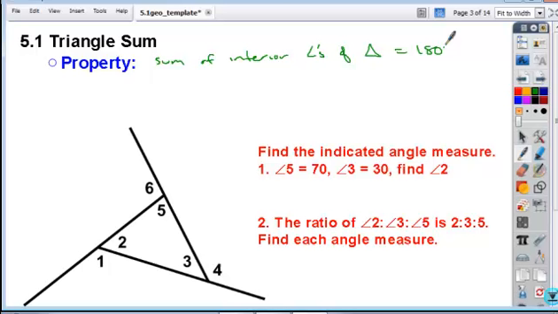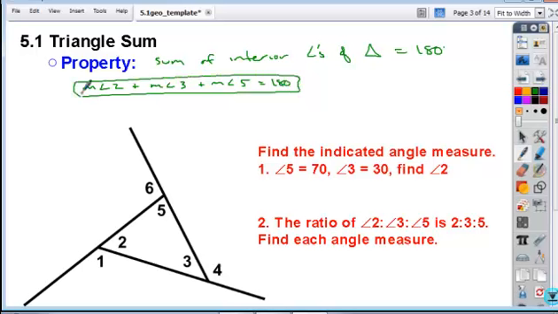If you looked at these angles down here, it's basically saying that angle 2 plus angle 3 plus angle 5 is equal to 180. Okay, so if we look at this first example, again, as straightforward as you could get. If you label angle 5 as 70 degrees, angle 3 30, what does that mean is left for angle 2?